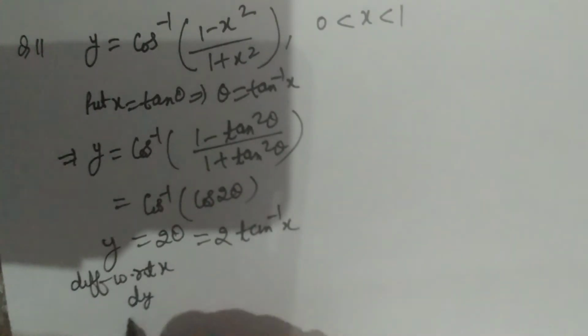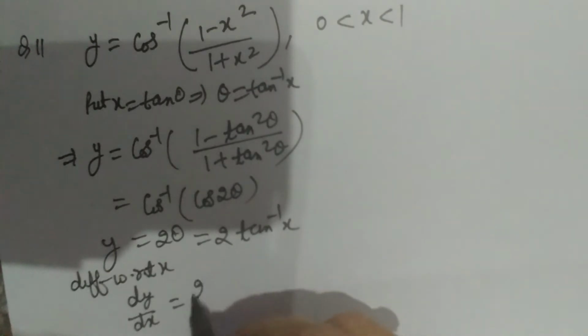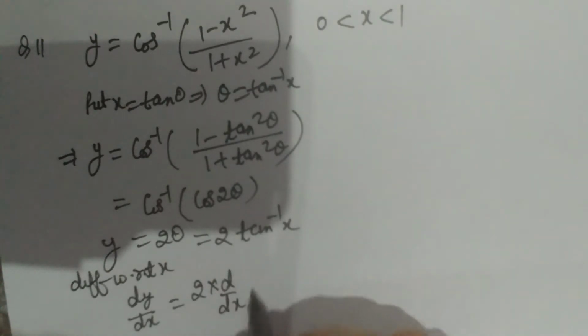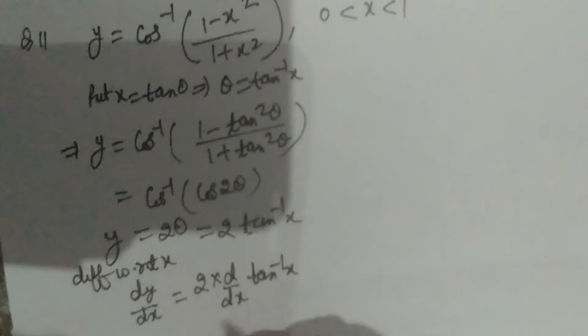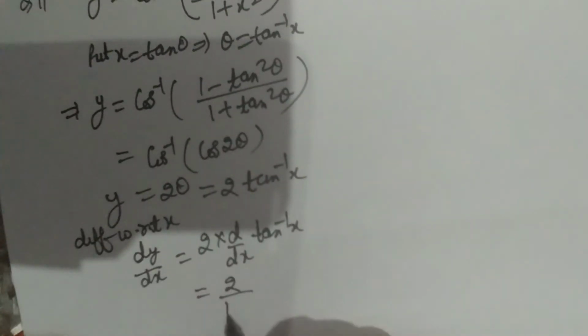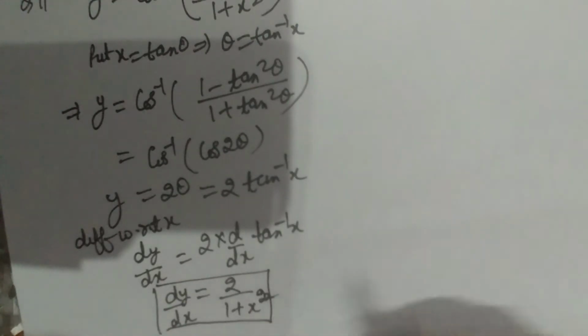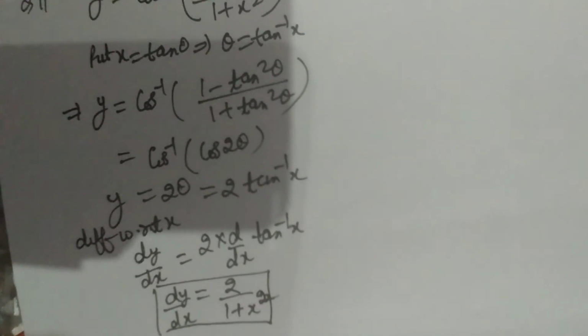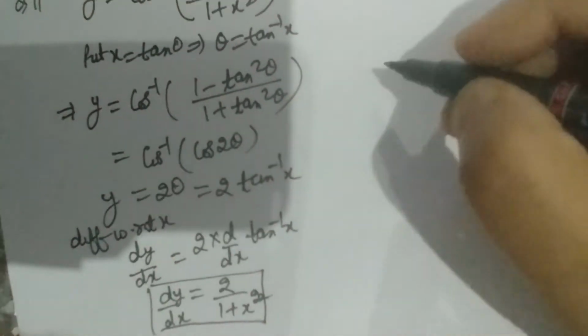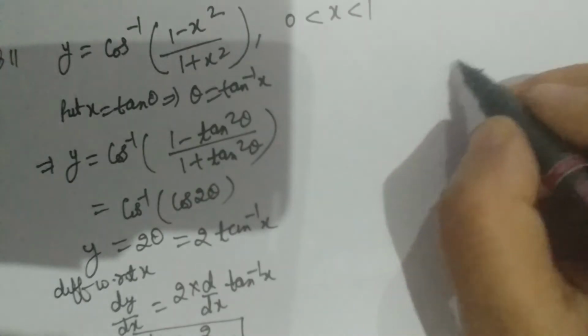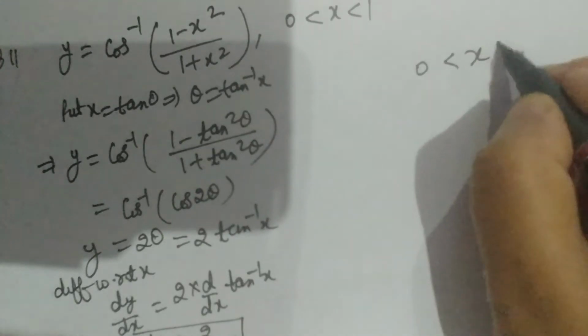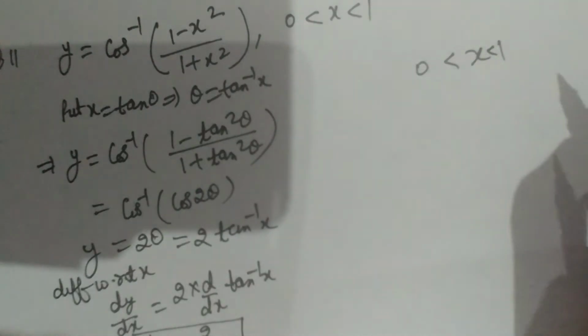I'll get dy by dx is equal to 2 into d dx of tan inverse x. This is the repeated thing now. So for this question we'll obtain dy by dx as 2 upon 1 plus x square. So I think this is simple. Let us verify this condition: x is lying between 0 and 1.